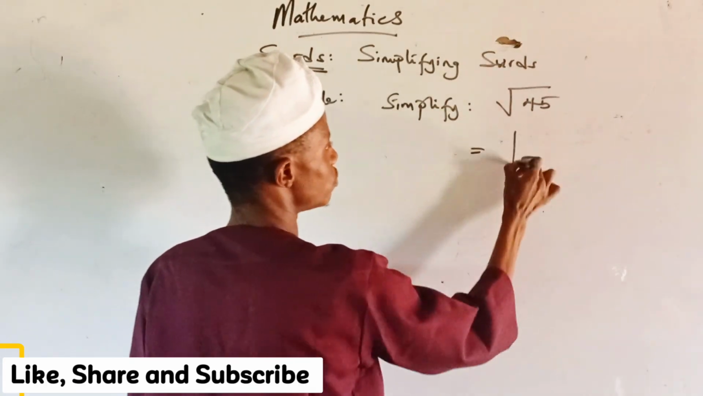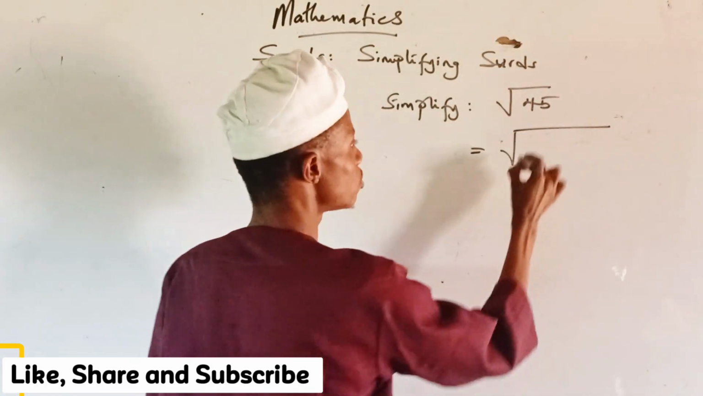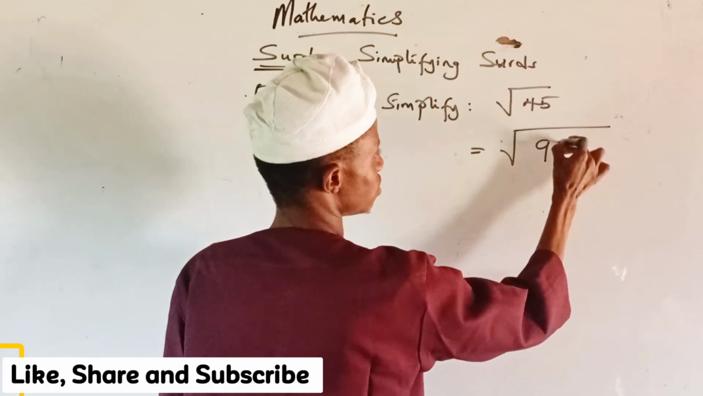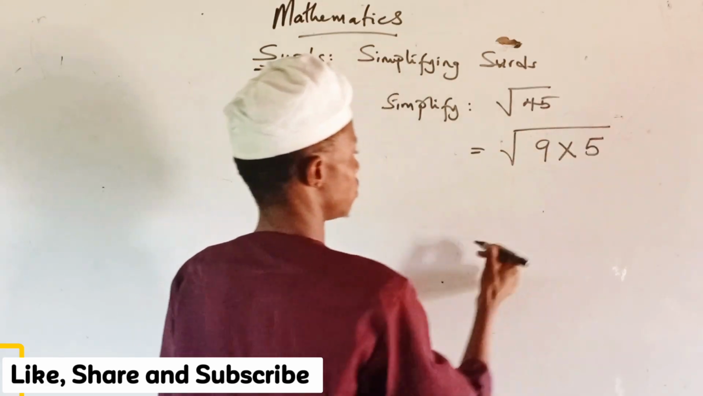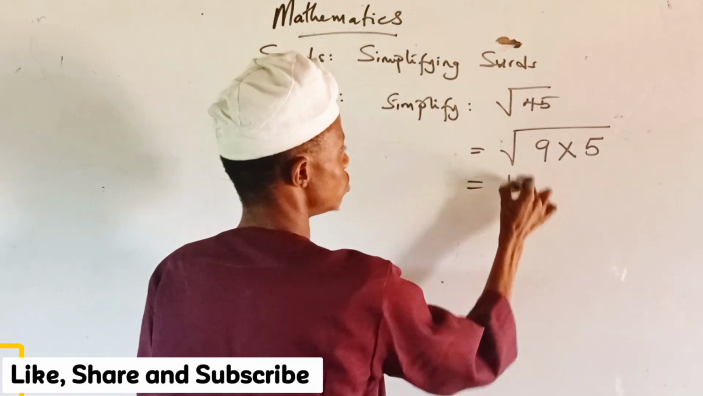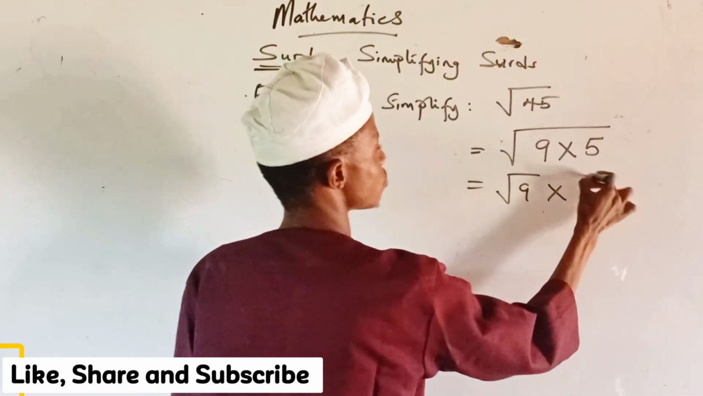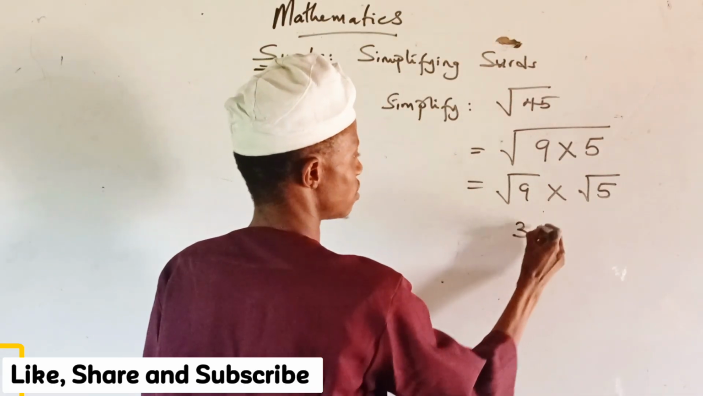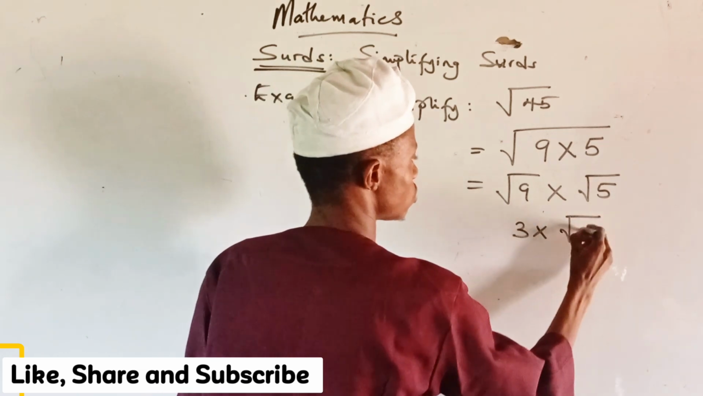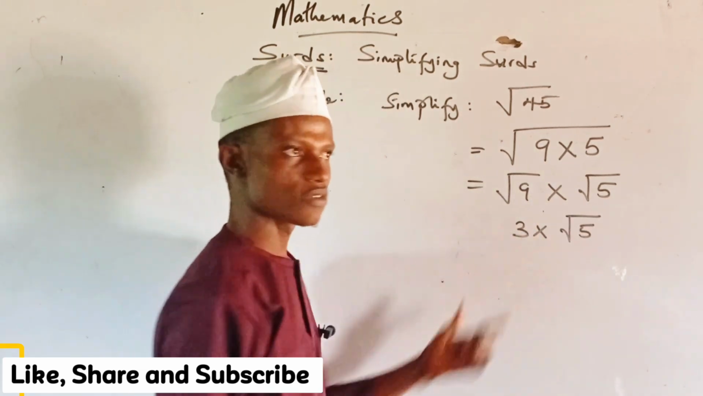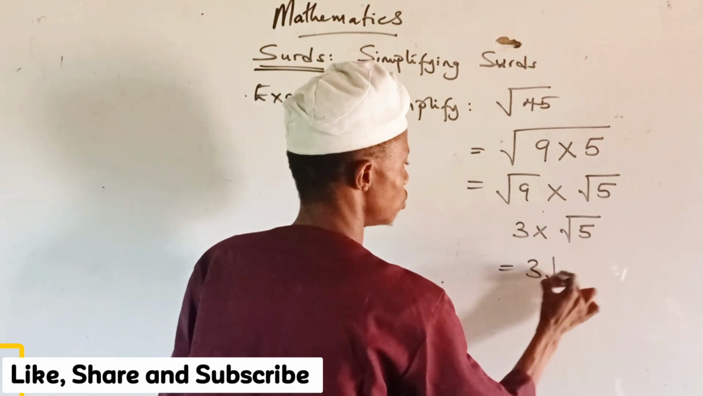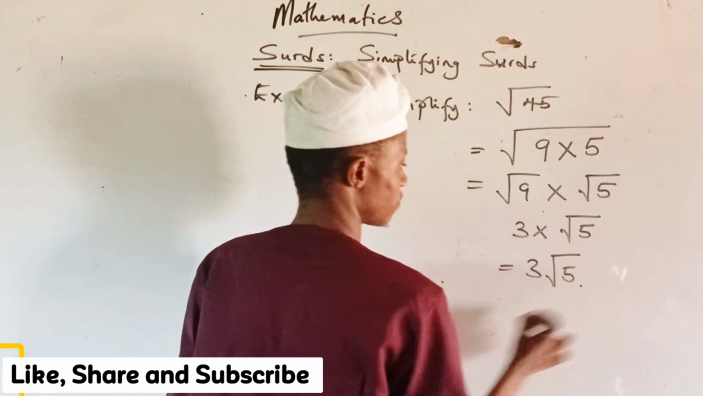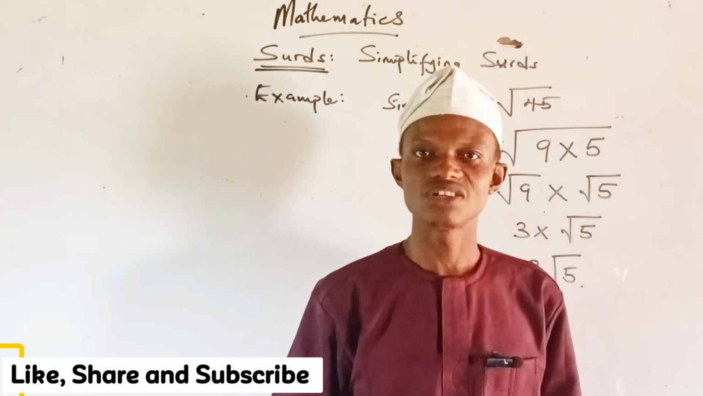So the next step is to input my products into the root. So I'm going to have root of 45 will become root of 9 times 5, and then I'll separate the root. Root of 9 times root of 5. The square root of 9 is 3 times square root of 5, and then 3 times 5 is 3 root 5.